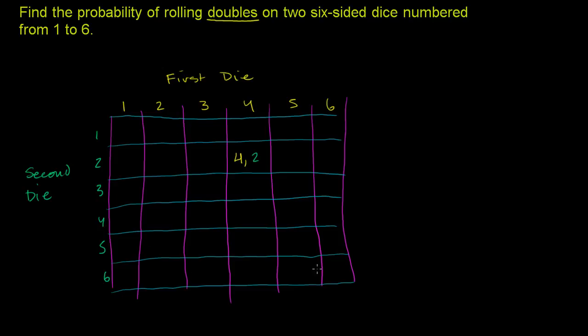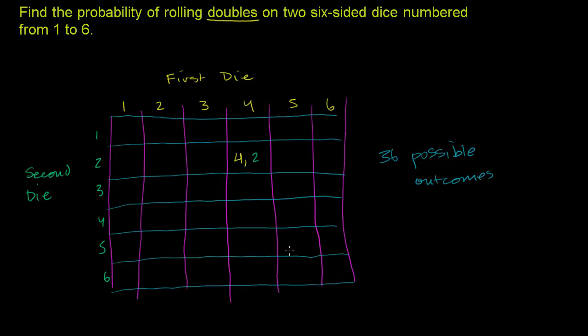Now, how many total outcomes are there? Well, you could look at the area of this grid. The area is going to be 6 times 6. You have 36 possible outcomes. And it makes sense. There's 6 outcomes for the first die, and for each of those, you have 6 possible outcomes for the second die. So 6 times 6, or in this grid, exactly 36 cells.